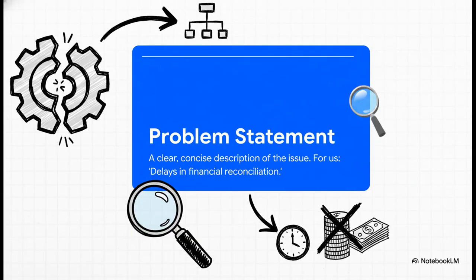So all this work in the define phase, it all leads to one thing, a clear, concise problem statement. We've gone from a vague complaint like, "things are so slow," to a focused, diagnosable issue. There are delays in financial reconciliation. Now we have a specific target to aim for.